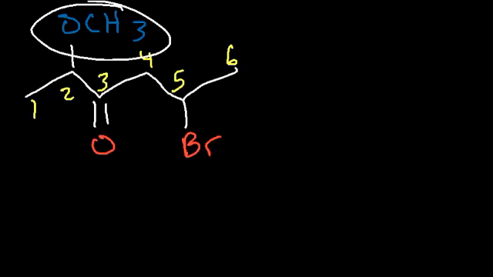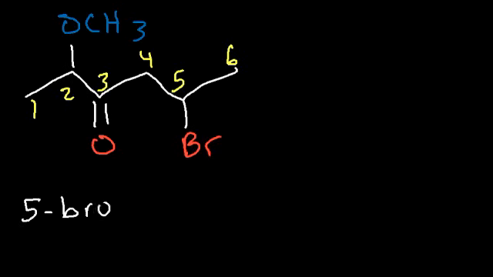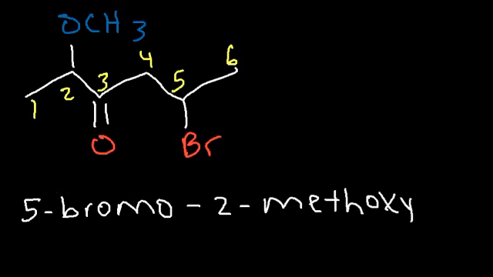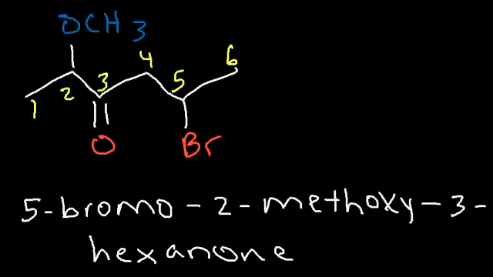This is called methoxy. If you see OCH2CH3, that's ethoxy. So B comes before M, so it's going to be 5-bromo. We need to alphabetize it. And then 2-methoxy-3-hexanone, since we have a 6-carbon chain. And that's it for that example.